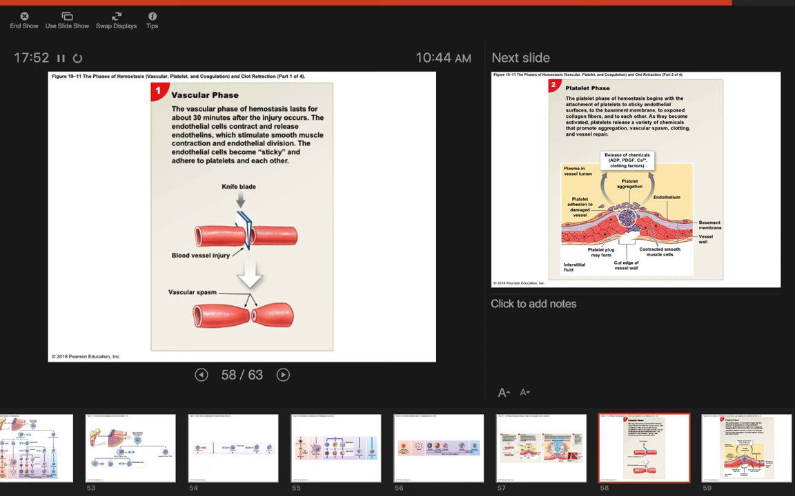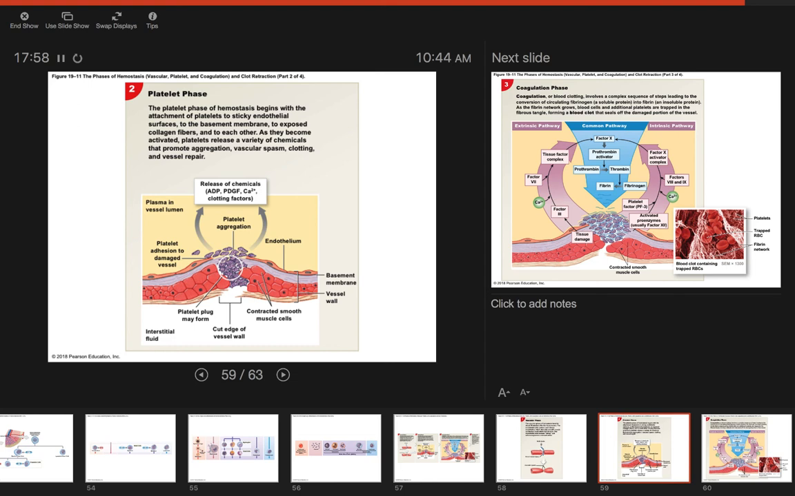The second phase is called the platelet phase. Platelets are moving through the blood, and they get to those sticky ends where the diameter's been decreased, and they start to stick to the cut ends of that blood vessel, and they form what's called a platelet plug.